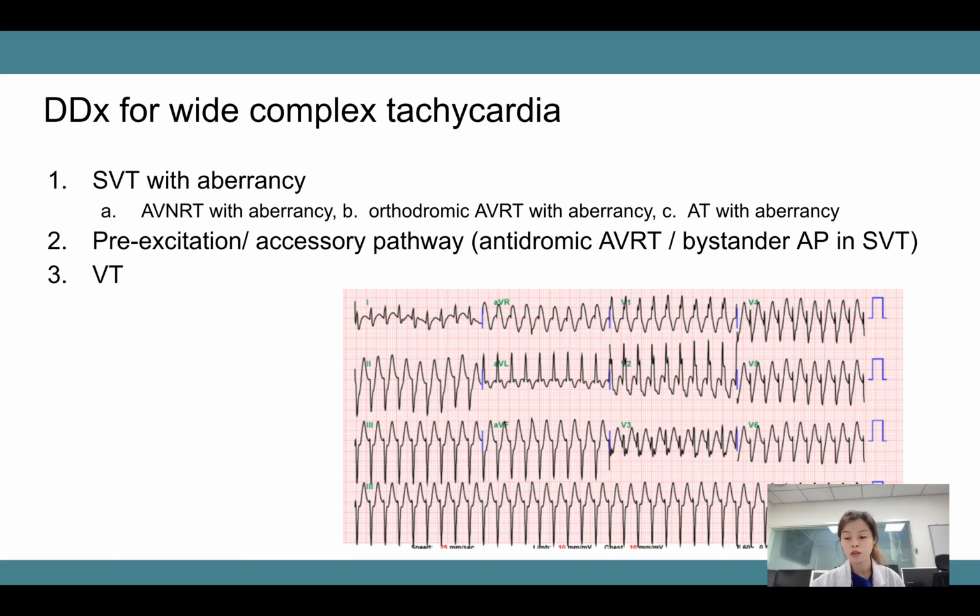Important differential diagnosis for wide complex tachycardia includes 3 important mechanisms. The first one would be SVT with aberrancy. It could be AVNRT, orthodromic AVRT, or AT with aberrancy. The second would be pre-excitation or accessory pathway. The accessory pathway could participate in the tachycardia, that is the antidromic AVRT, or it could be a bystander with underlying SVT. The third mechanism would be ventricular tachycardia.